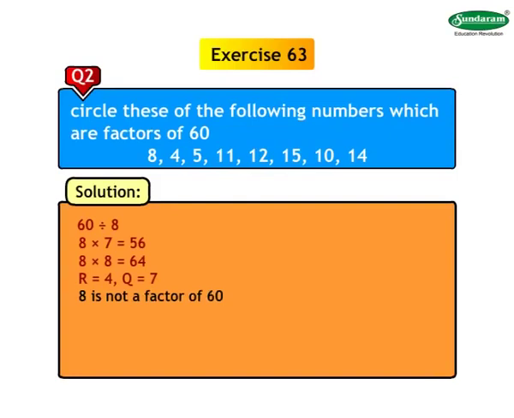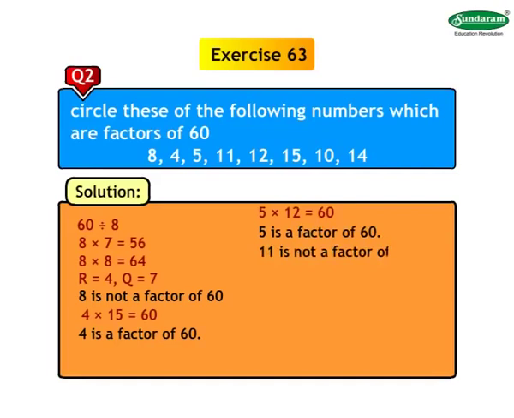In table of 4, 4 into 15 is equal to 60. Hence, 4 is a factor of 60. In table of 5, 5 into 12 is equal to 60. Hence, 5 is a factor of 60. In table of 11, 60 is not there. Hence, 11 is not a factor of 60. In table of 12, 12 into 5 is equal to 60. Hence, 12 is a factor of 60.